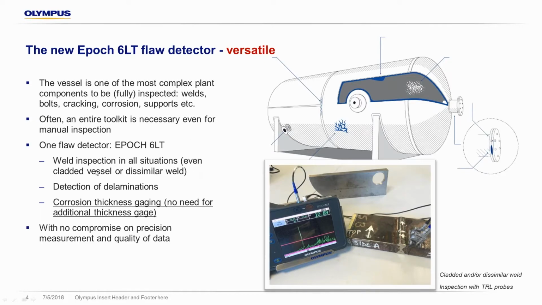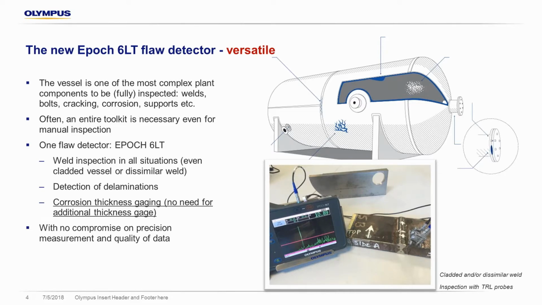So the Epoch 6LT could be used for most of the weld geometries for weld inspection in conventional ultrasonics. Even if you would have a vessel cladded internally with stainless steel, or if you would have some dissimilar weld. You have here in the picture on the right side a test on a dissimilar weld from the oil and gas industry using TRL probes. So even this can be done with the powerful ultrasonics that we have inside the Epoch 6LT.